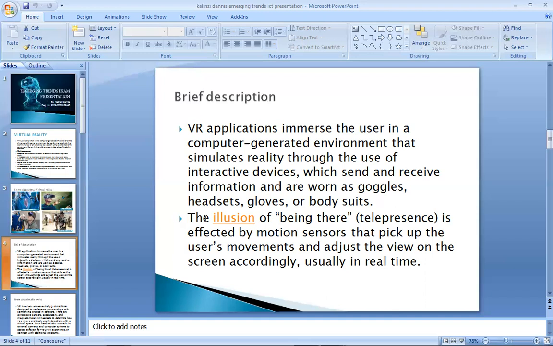Now, the illusion of being there is called telepresence, and it is affected by motion sensors that pick up the user's movements and adjust the view on the screen accordingly, usually in real time. Like once you turn, the images also turn, the CGI turns.